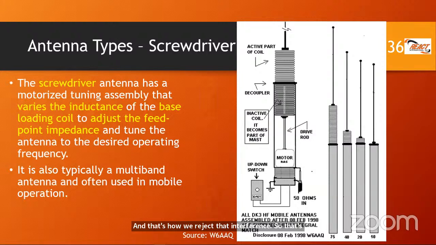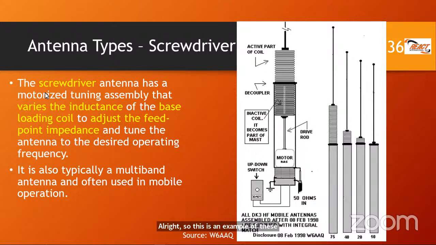All right, so a couple more antenna types. We have what is called the screwdriver antenna, and this sometimes tends to be a mobile antenna. You can find these on vehicles, and it's a motorized antenna. You have the coil, and there's a motor that will send the coil up and down, and therefore adjust the inductance, and therefore the impedance of the antenna by moving the coil up and down. Now, when you do that, you are actually making the antenna resonant on a different frequency, right? So this is an example of the screwdriver antenna.